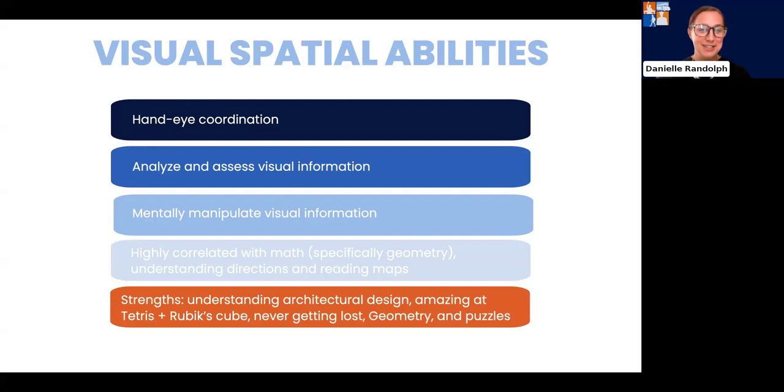Renee and I were just together on Monday, and I told her that I am challenged in this area, that I often get lost. So my visual spatial abilities are not very strong. But if they are a strength of you or your child, then understanding architectural design could be something looked into. You're usually amazing at Tetris and Rubik's Cubes. You never get lost, and you're good at geometry and puzzles.